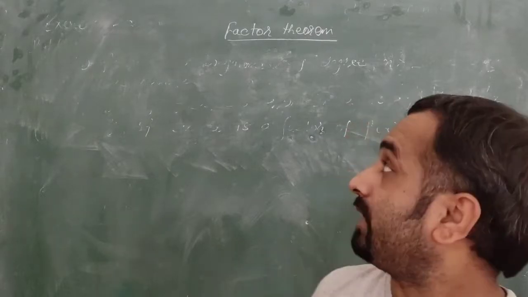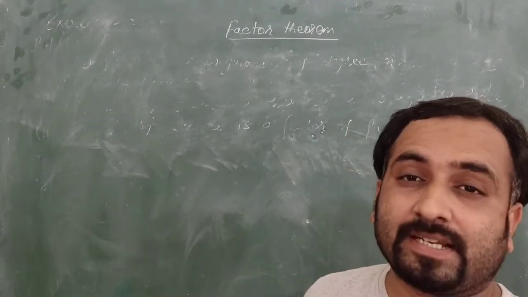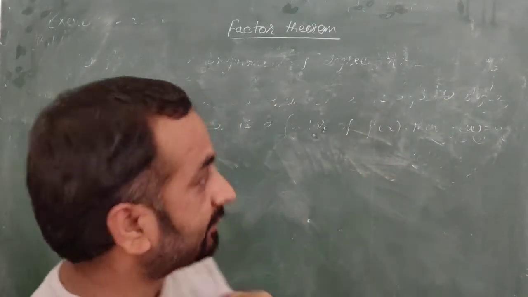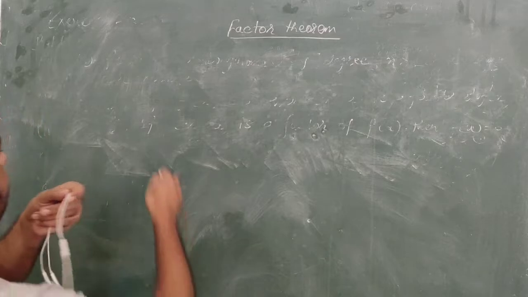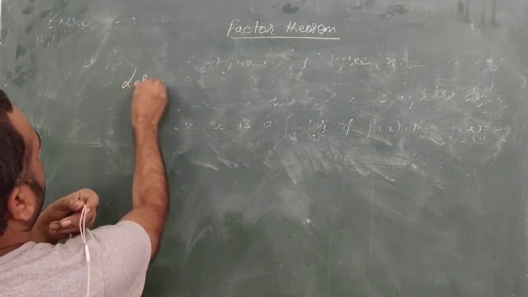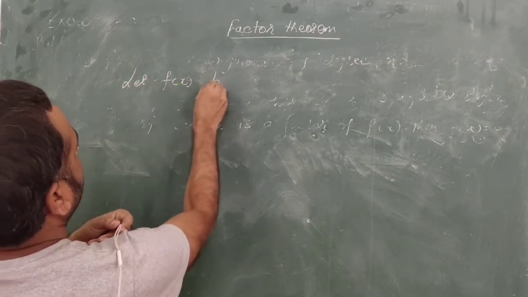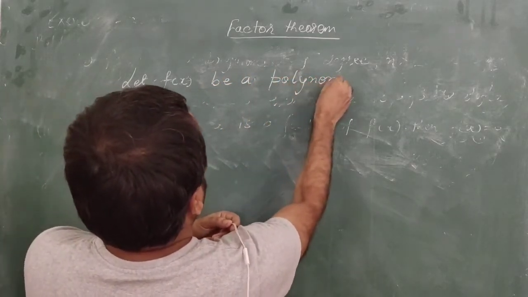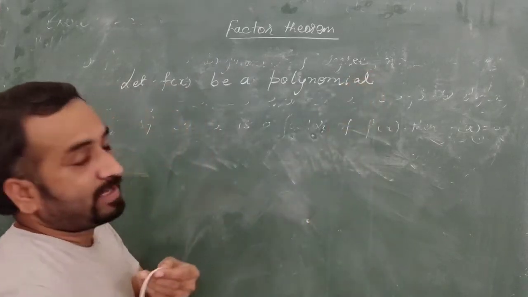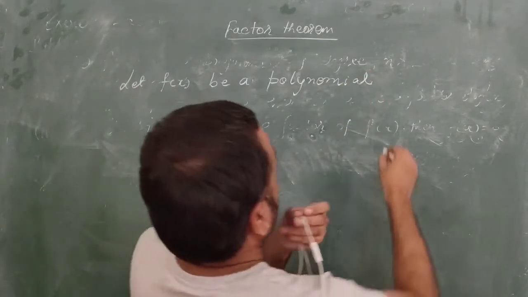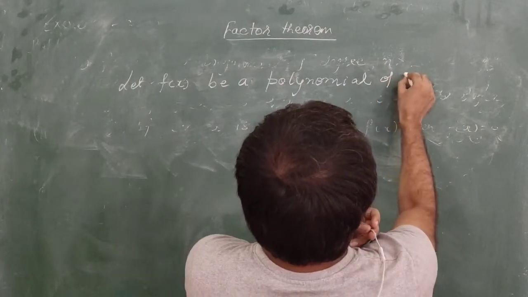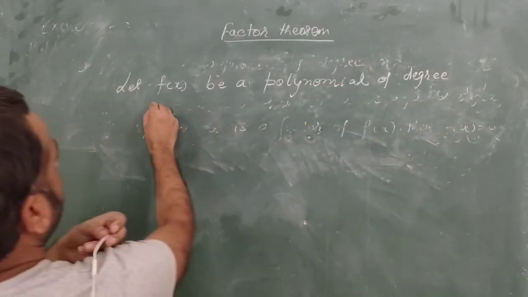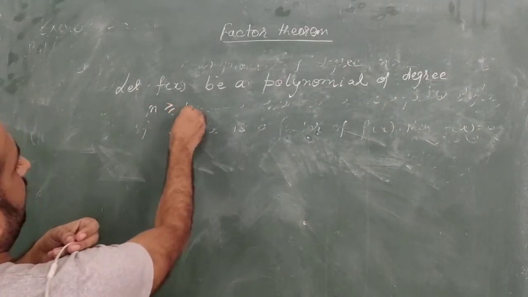Okay. So the factor theorem today. See the statement of the factor theorem. What is the statement of the factor theorem? Okay. See here. Let f(x) be a polynomial. Let f(x) be a polynomial of degree n, which is greater than or equal to 1.